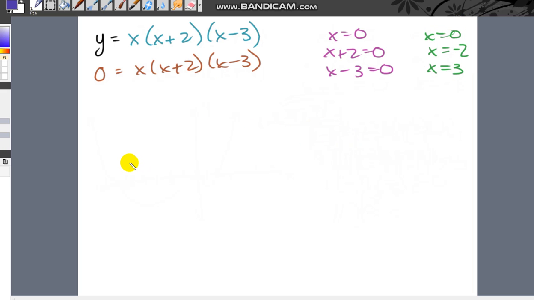Now we're going to try to graph this. So we need something like 1, 2, 3, 4, 5, maybe 1, 2, 3, 4, 5. This is how we would kind of graph this. We know that one intercept is at 0, one of the intercepts is at -2, and the other intercept is at 3. Now again we need to figure out the intervals.